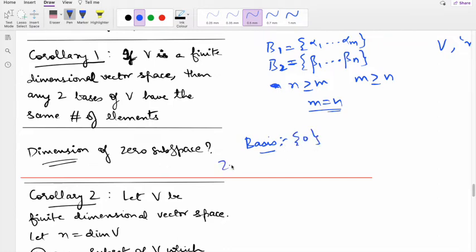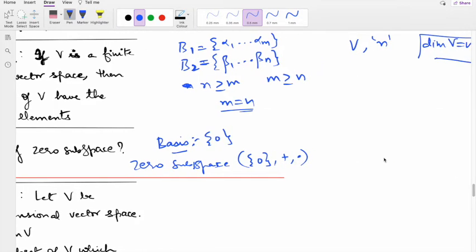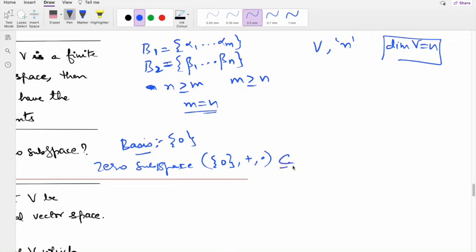The zero subspace is basically just the set 0 with all the properties defined, and this will be a subspace of any vector space. Now the only element in the zero subspace is the set 0, and the set 0 is not a basis.